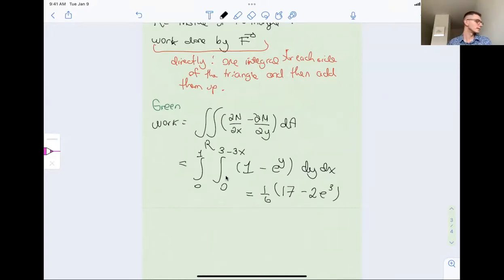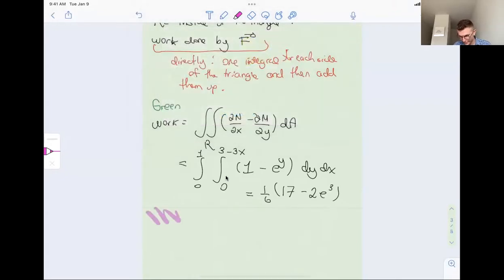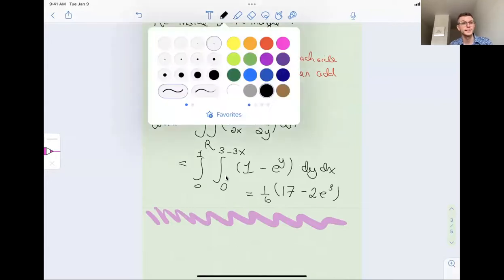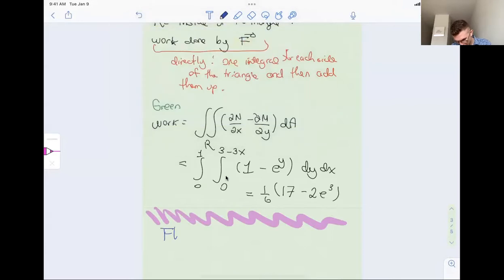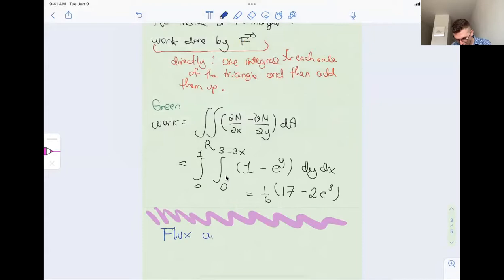So let me do the second version of Green's theorem. There's an alternative version of Green's theorem, and that involves the concept of flux, which we haven't discussed. So flux, and the second version of Green's theorem.